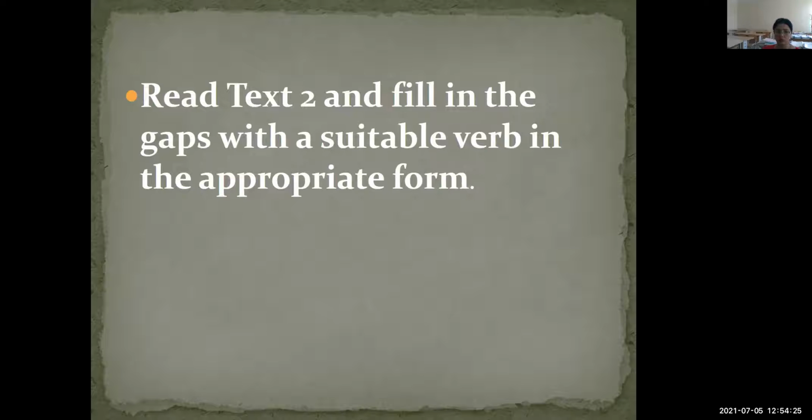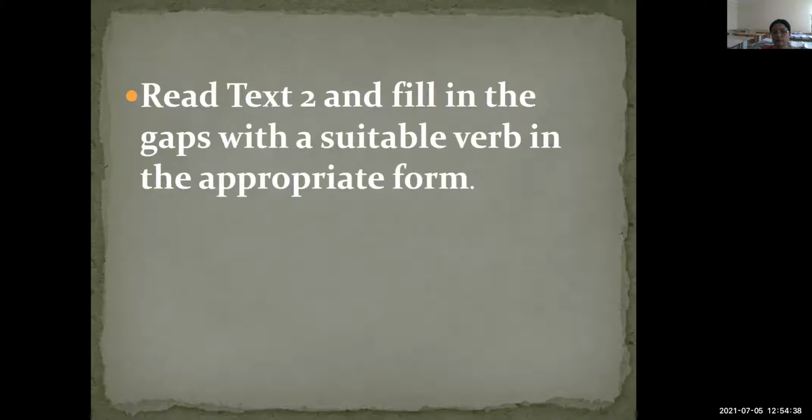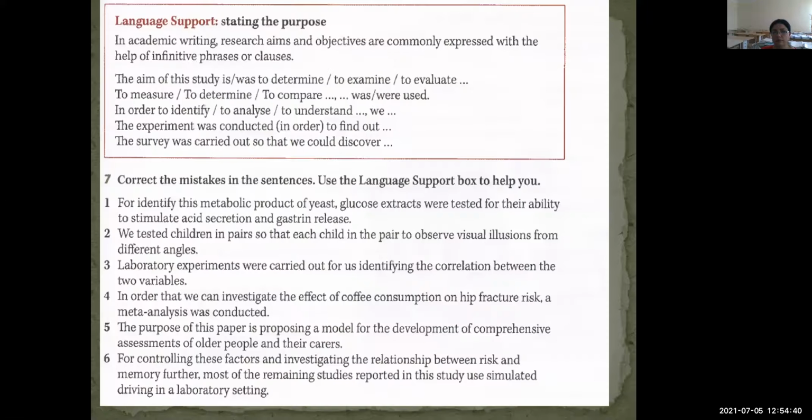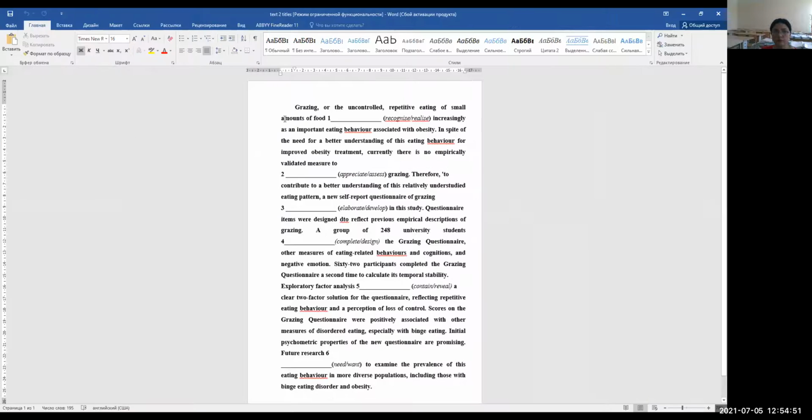Now let's move to text 2. Read text 2 and fill in the gaps with a suitable verb in the appropriate form. So let's look at text 2, new demonstration. So you should fill in the gaps with the appropriate verbs.